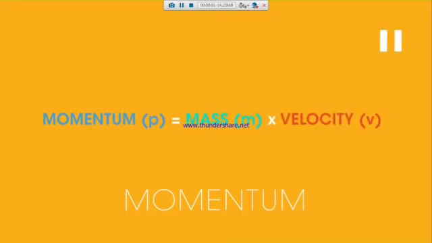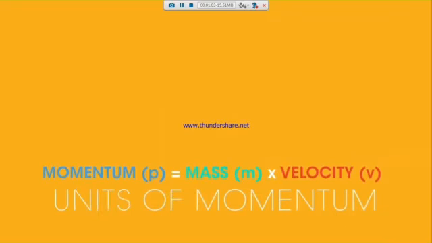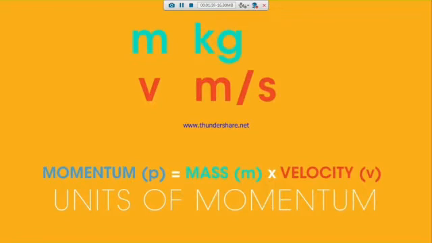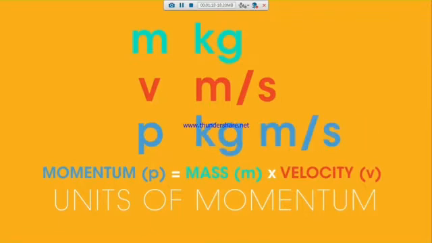This explains the definition of momentum, which says a quantity defined as the product of the mass and velocity of an object. So the unit of momentum: mass is measured in kilogram and velocity is measured in meter per second. So momentum equals kilogram times meter per second.